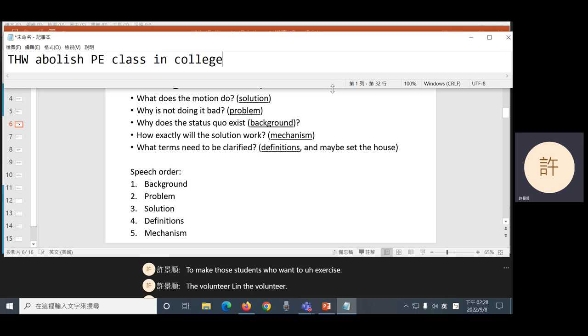So if students want to choose P class, they can choose by themselves.